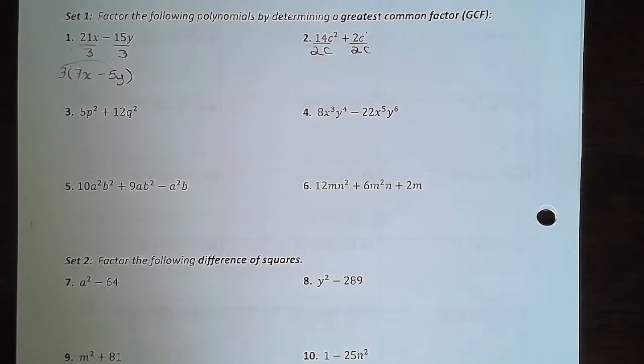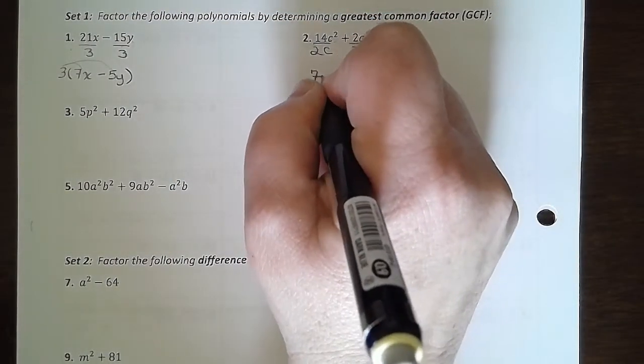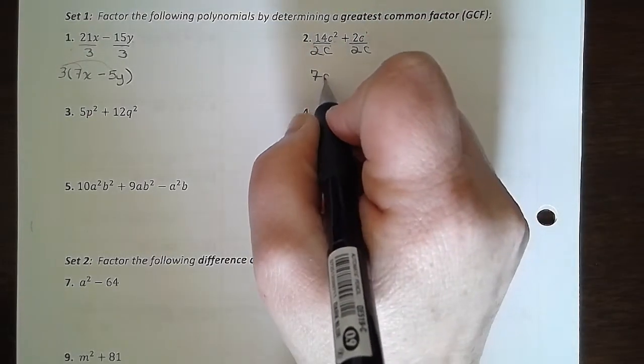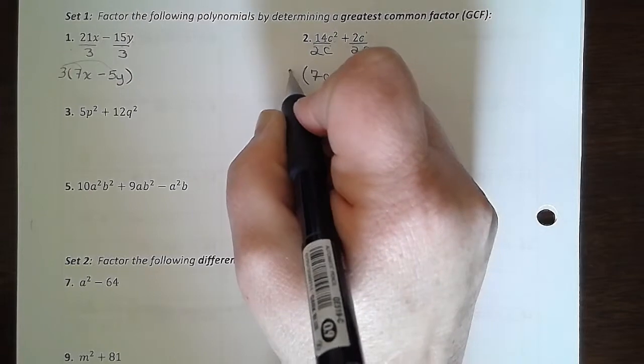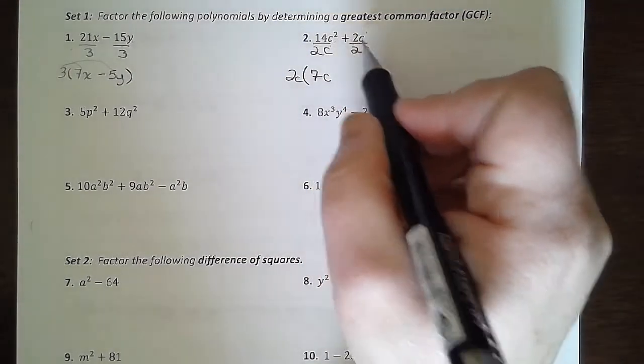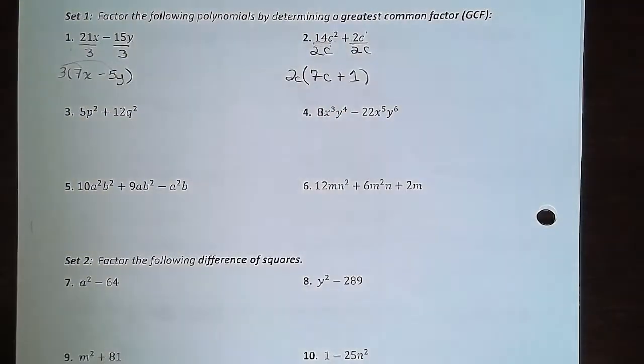I'm using my exponent rules like I've always used. When I'm dividing, I subtract my exponents. So 14 divided by 2 is 7, and then c squared divided by c is just c. On the outside, I put my 2c. And anything divided by itself is 1.